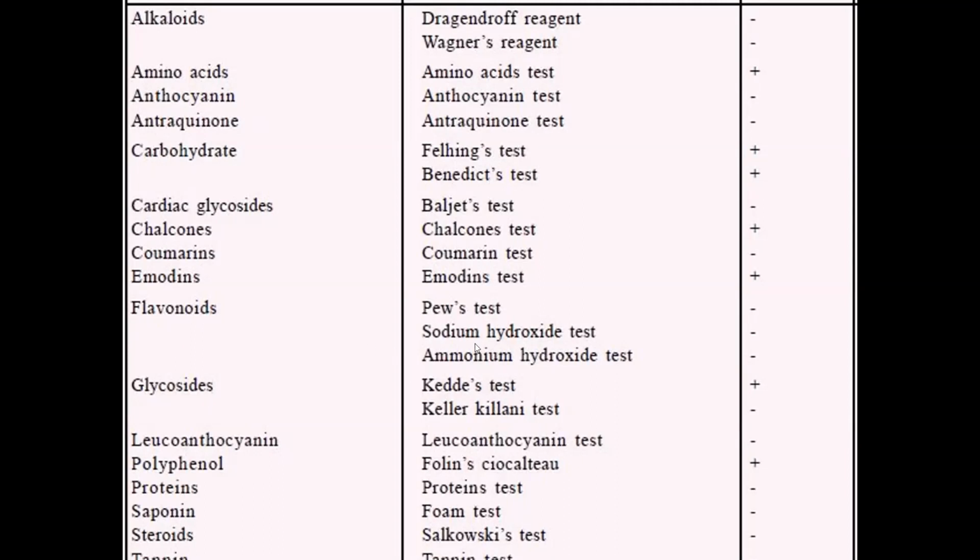Now if we localize to your secondary metabolites like flavonoids and glycosides, look here: the Pew test, the sodium hydroxide test. So these are the different tests which are performed. You can see it is reported as negative. It means the flavonoids and alkaloids both are absent in this plant extract.